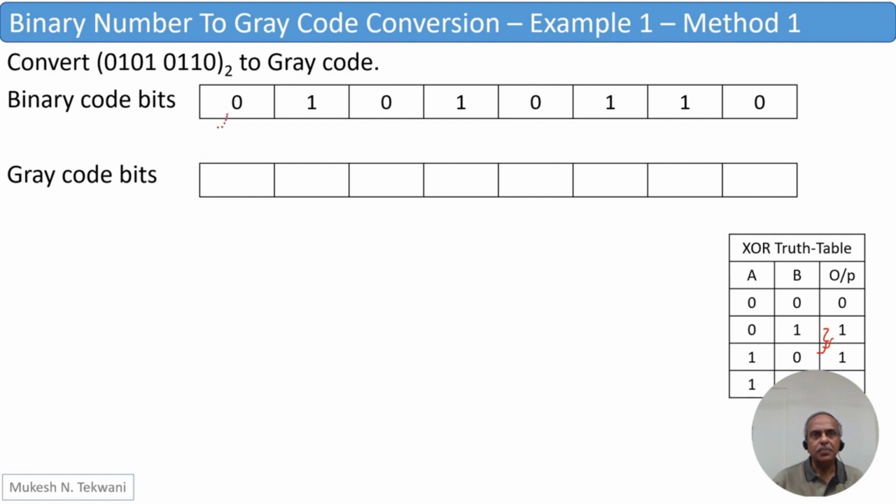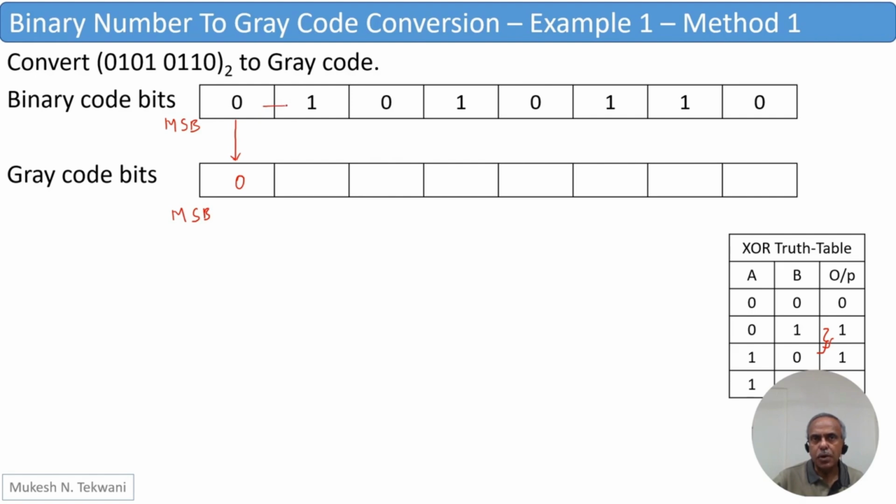So let us start. Our first bit is the binary value 0. Now this MSB, we will first copy it down directly, and this becomes also the MSB of the gray code. Now from here onwards, the procedure will be like this. We will take each bit of the binary and XOR it with the next bit.